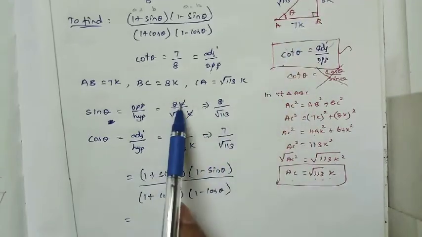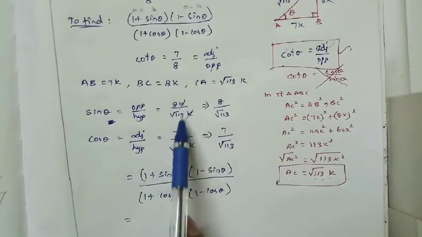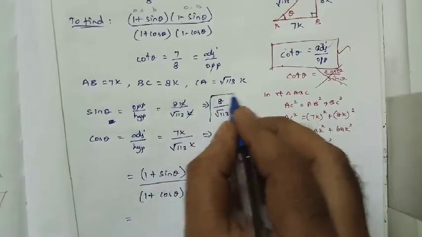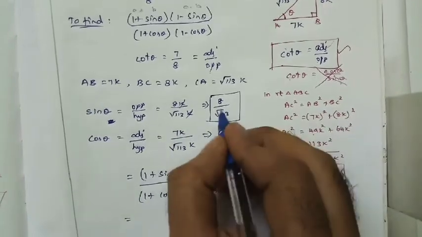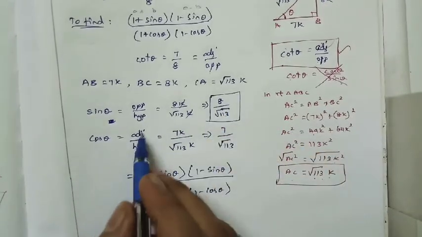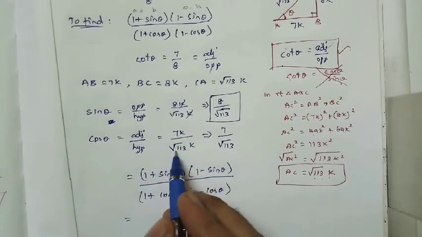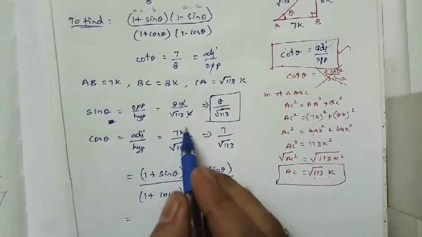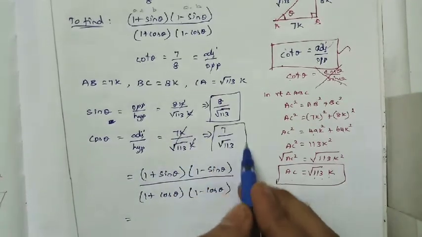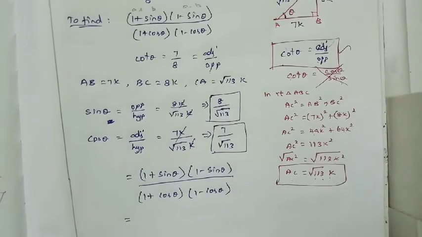8k divided by root 113k. The k cancels. So what is the value of sin theta? 8 divided by root 113, right? Next, cos theta is adjacent by hypotenuse. Adjacent side 7k divided by root 113k. Simplifying k, we get 7 divided by root 113. Now we have the values of sin theta and cos theta.